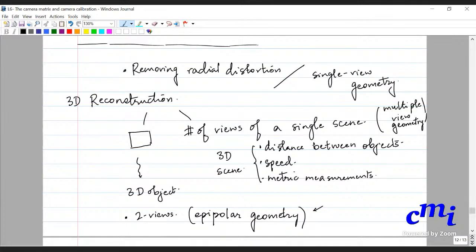Just like for the single view case we had the camera matrix, in the two view case we have the fundamental matrix. I will try to do this in one or at most two lectures, to give you a glimpse of what two-view geometry is, and that is where we'll stop. When I finish this, it will be the end of the image formation part of the course, and then we will go to the image processing part.